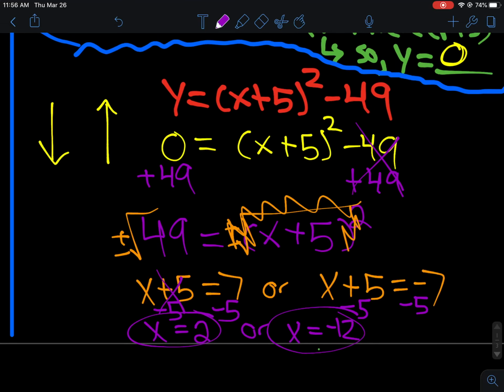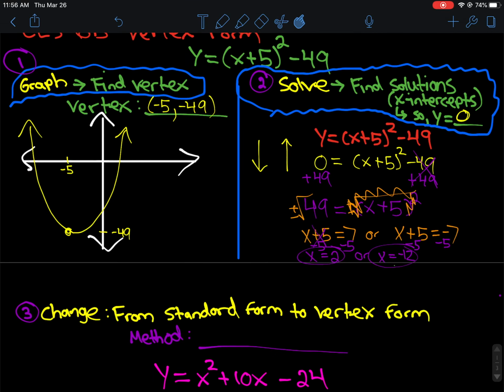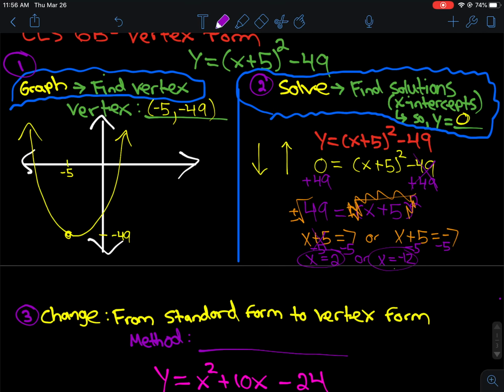If you look at my rough sketch that I made, you can see those are about where the x-intercepts will be. So that is consistent, or makes sense. My answers make sense basically because, again, those are my x-intercepts.